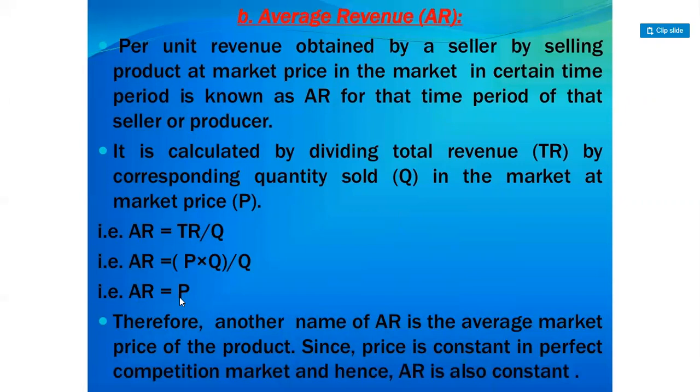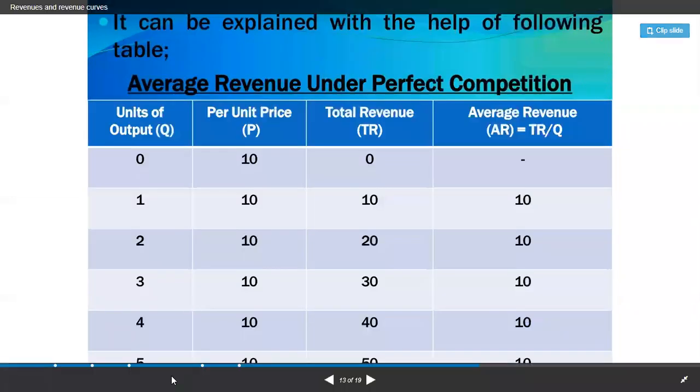For example, if one chocolate's price is 5 rupees, its average revenue is also the price, 5 rupees. We will see how it is in the next part. Therefore, another name of AR is the average market price of the product. Since the price is constant in a perfect competition market, the AR is also constant. We can explain it with the help of the following table: average revenue under perfect competition.